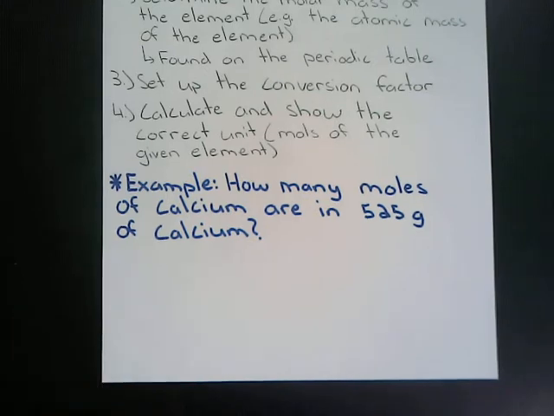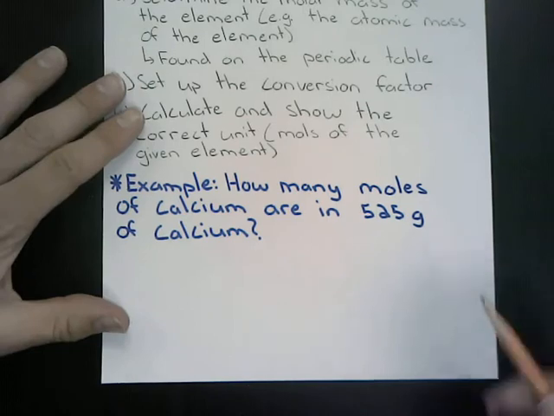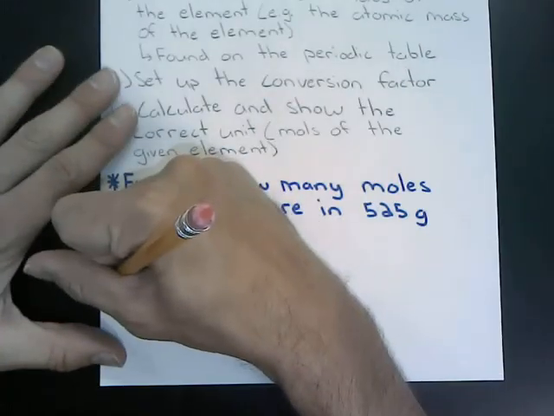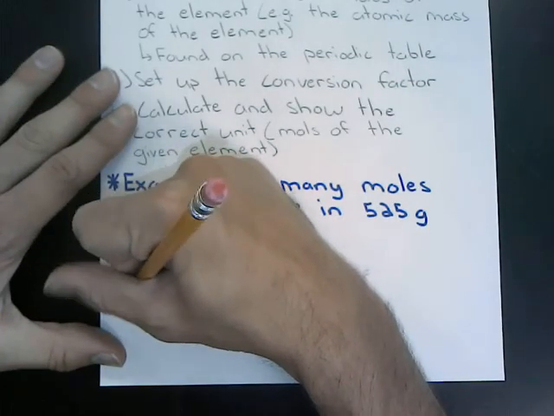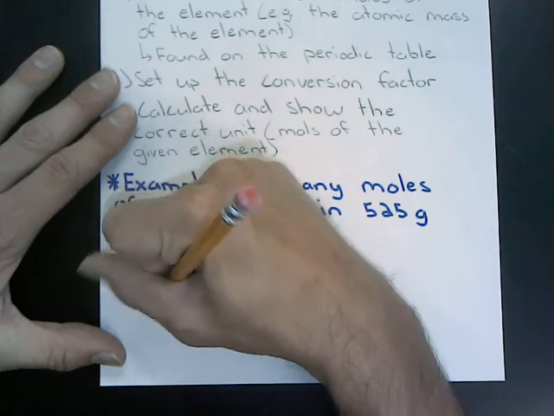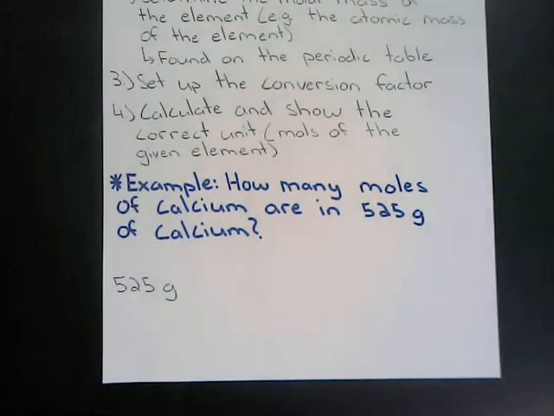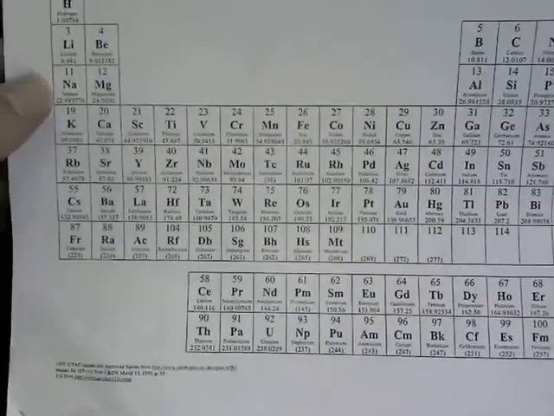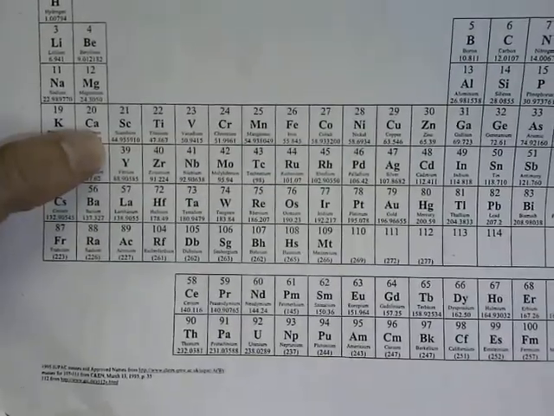All right, so let's try an example here utilizing these particular steps. We want to know how many moles of calcium there are in 525 grams of calcium. So the first thing that you can do is write down what numerical value is given in this particular problem. So we have 525 grams of calcium. So we start out by writing 525 grams and then calcium. In case you forgot, calcium's atomic symbol is Ca.